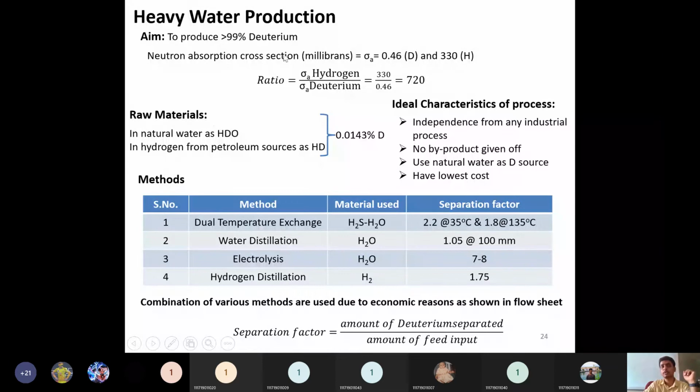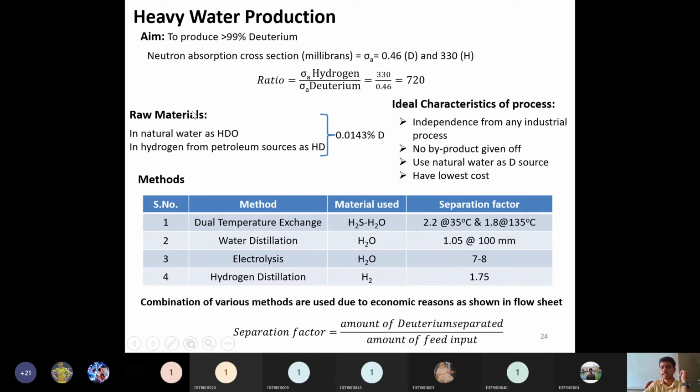Due to its low neutron absorption cross section, heavy water is greatly employed and has found great application in the nuclear power industry in order to lower the neutron absorption capacity. Then you give this ratio: the neutron absorption cross section of hydrogen is 330 and of deuterium is 0.46. Because this ratio is very high, we can successfully use heavy water in nuclear energy production in order to lower the neutron absorption capacity of the normal neutrons.